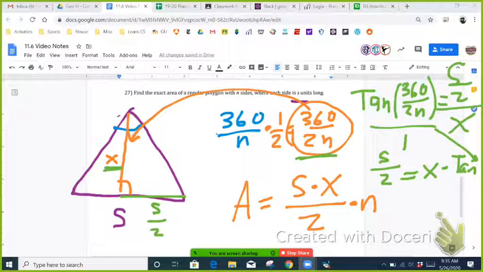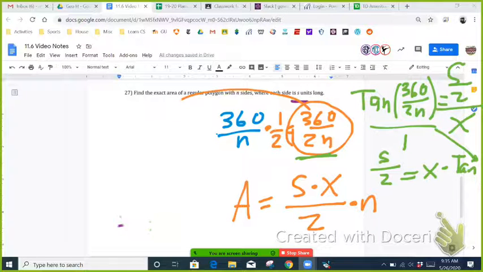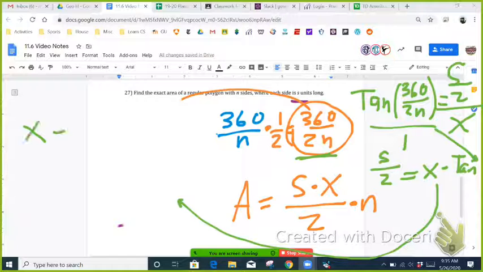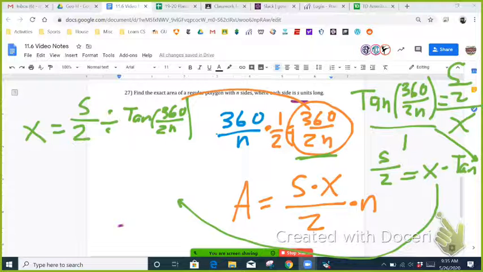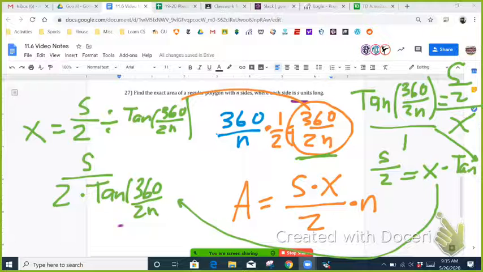I'm going to erase this part here now because I'm running out of room. Then if you isolated x, you would get x is equal to s over 2 divided by the tangent of 360 over 2n, which simplifies to s over 2 times the tangent of 360 over 2n. So now we have x in terms of s and n.